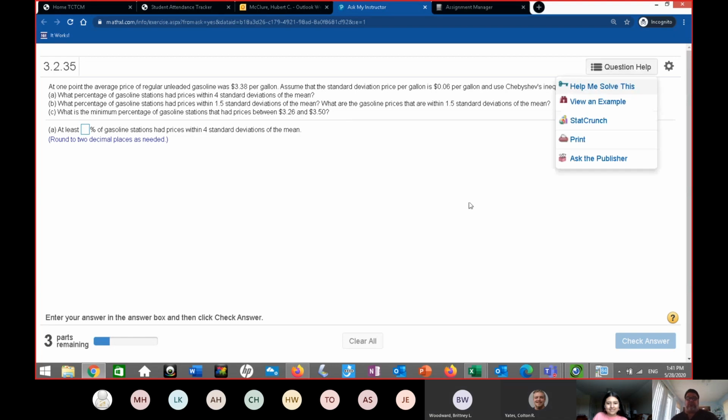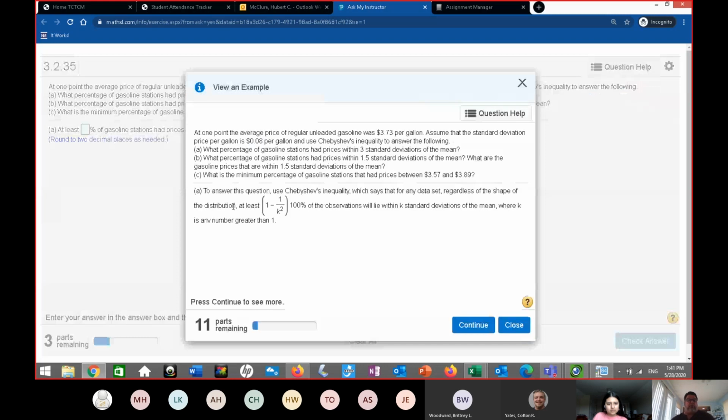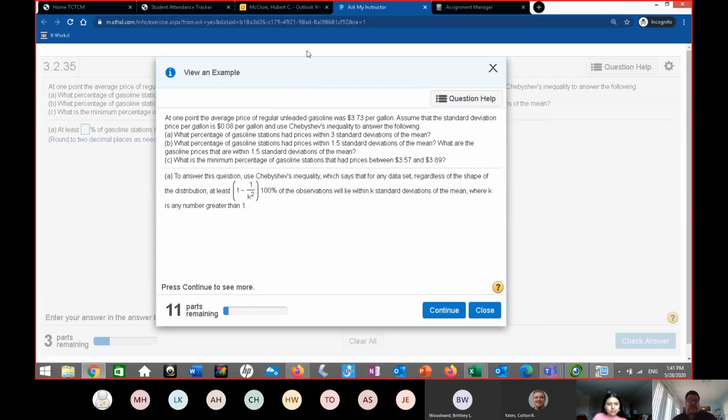Okay, so what I do is I just pull up the view and example here, and I show y'all the formula. Here's the formula. Chebyshev's inequality is stated right here. 1 minus 1 over k squared times 100. I don't even think this formula is on the formula sheet because nobody uses this. Okay? We'll just do this problem together and then y'all can apply it to the homework problem. But this is not a test question. Continue.